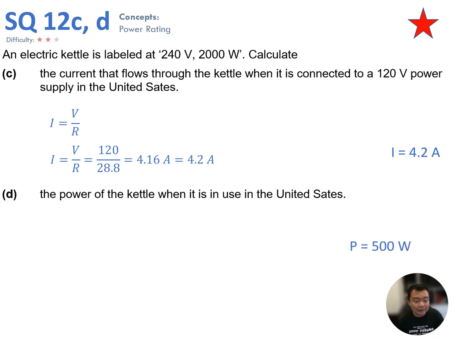using Ohm's law, because you have determined the resistance of the kettle, this resistance value won't change whether you're in Singapore or in the States. So using Ohm's law, plug in an EMF value of 120 volts in the States. The resistance value from part A, 29 or 28.8 ohm. You can then determine the current passing through the kettle.